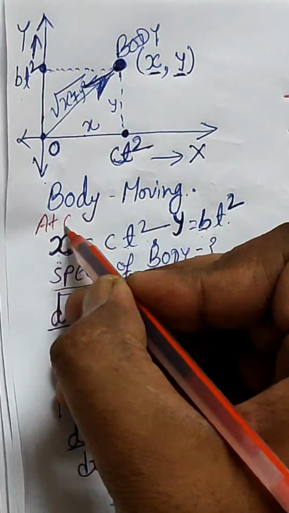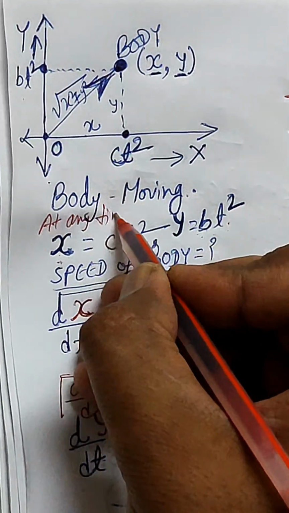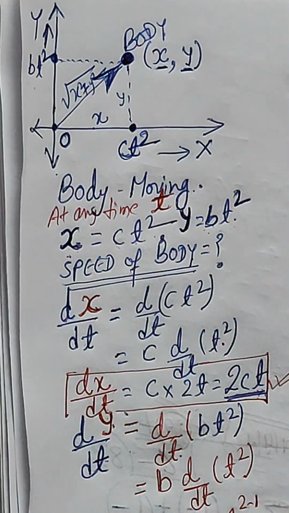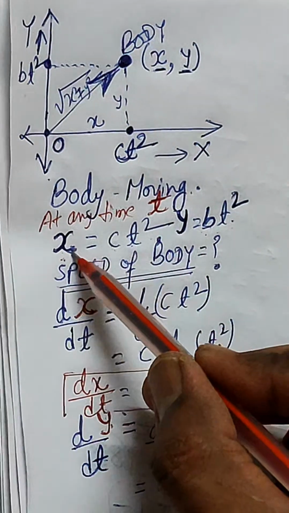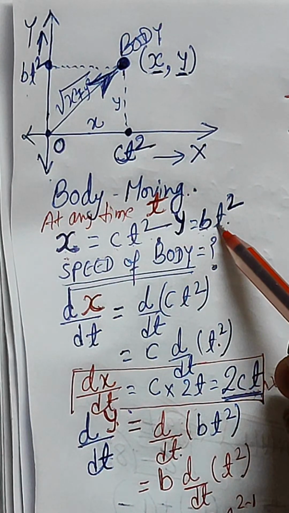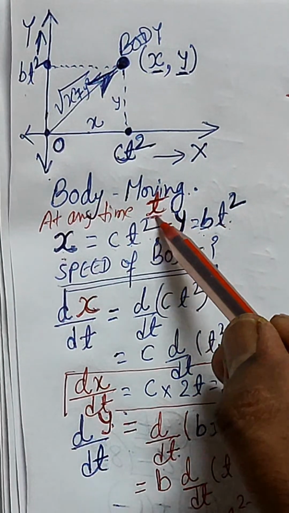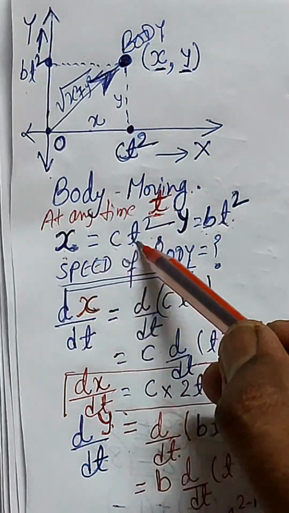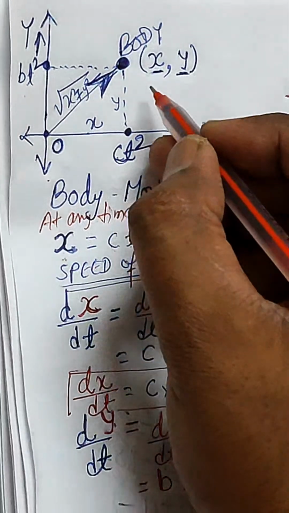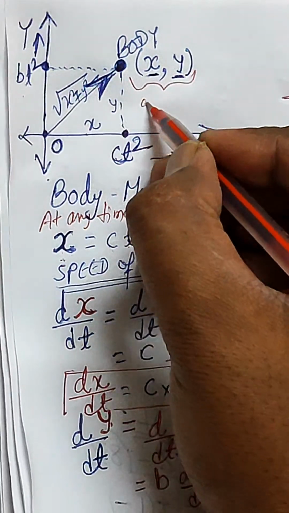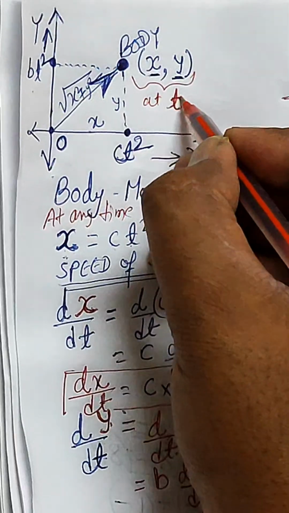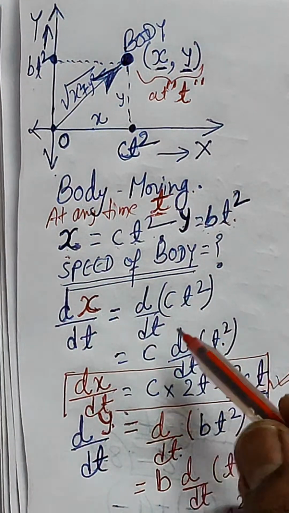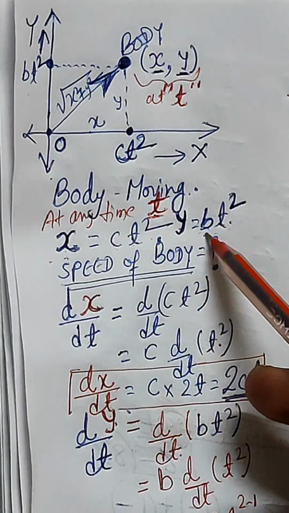So at any time t, why t? Because you can see the variable in the x component and y component is t. So that's why at a time t, x is ct square and y is bt square. So these components are at time t, right? Now the x component is given to you and the y component is given to you.